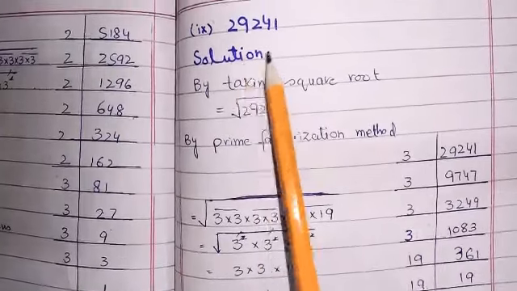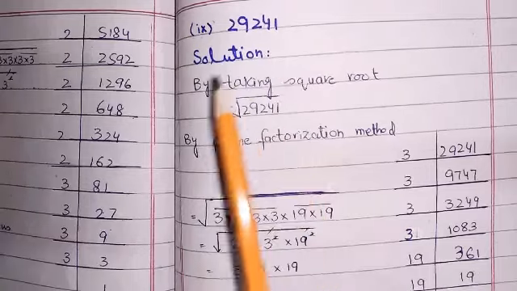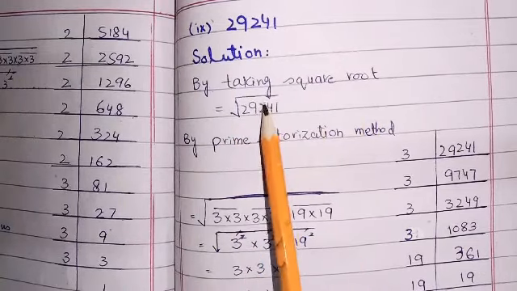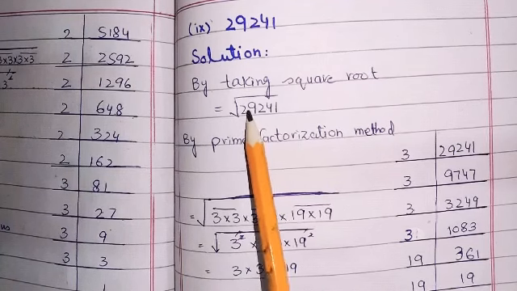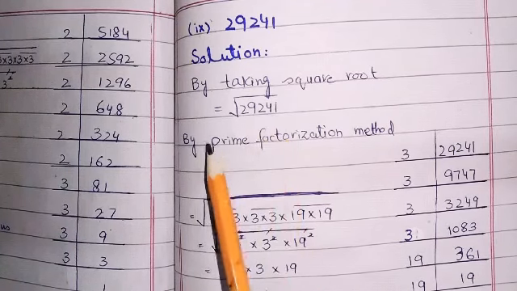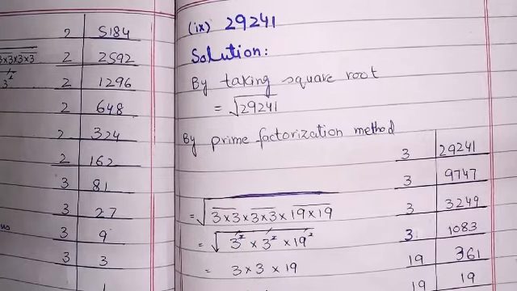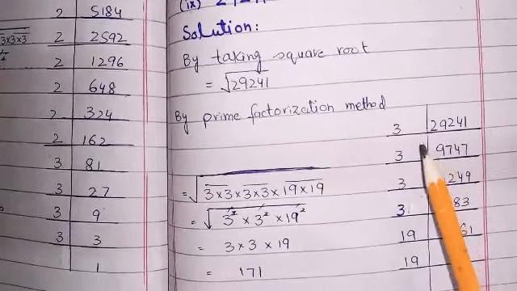Now students, here is our part 9, 29,241. First we will write by taking square root. Here is the square root sign under which is our number given to us, 29,241. Now students, we will find out the prime factors of this number. Here are the prime factors.